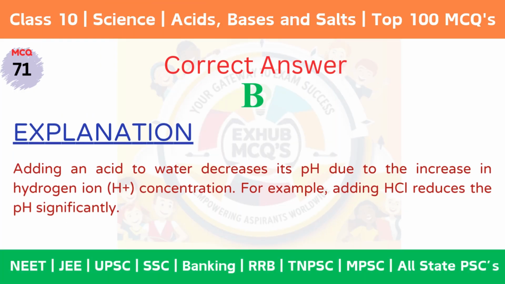The correct answer is option B, decreases. Explanation: adding an acid to water decreases its pH because the concentration of hydrogen ions, H+, increases. A lower pH indicates a more acidic solution.